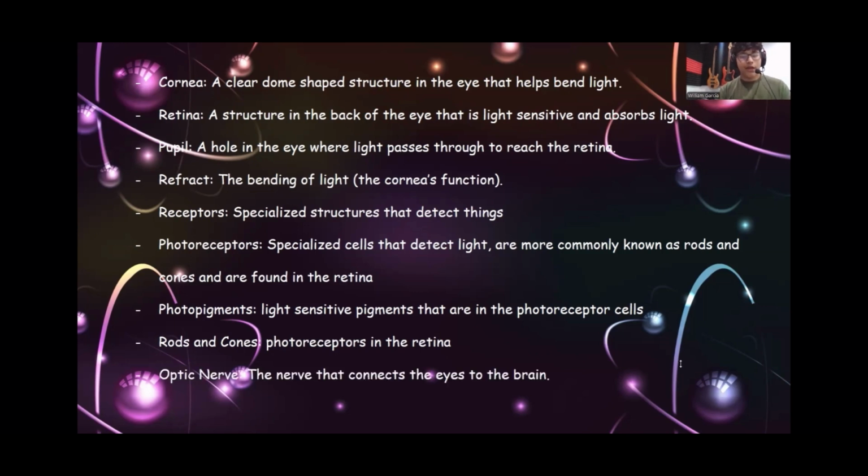The optic nerve is the nerve that connects the eyes to the brain. Macular degeneration is the loss of central vision. This is an eye disorder that is pretty common.